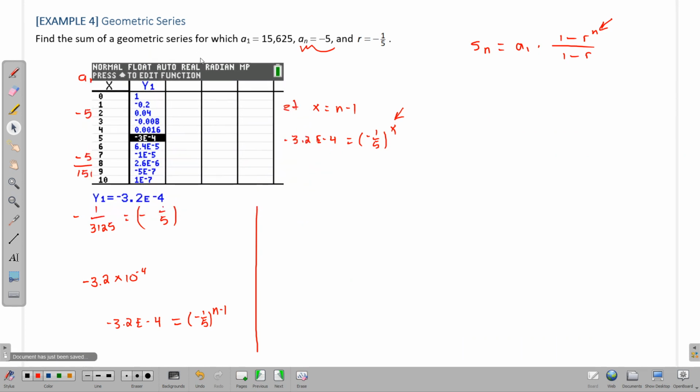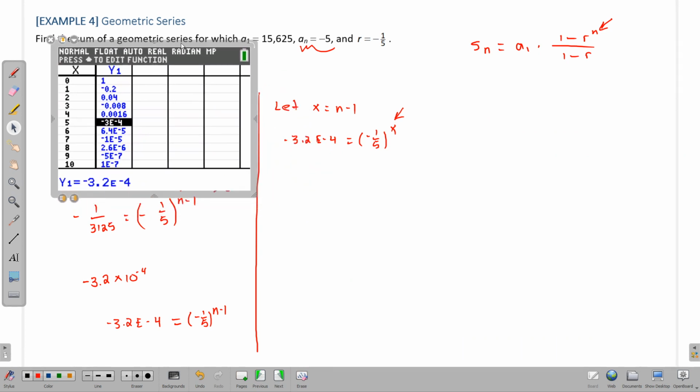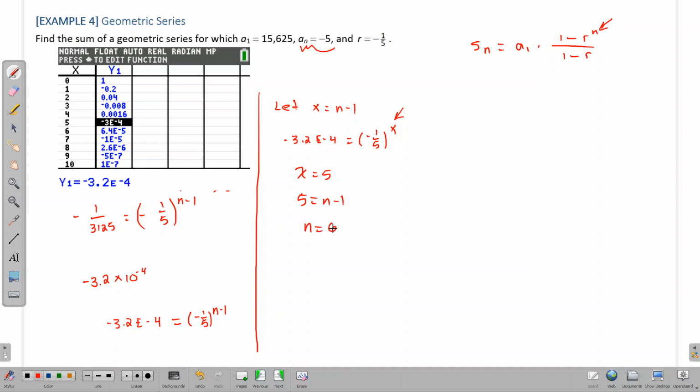So what this is saying is if the exponent is 5, and you plug 5 in right here, then the output will be this decimal. So x has to be 5. But I didn't want the x, I wanted n. So we can plug this back in here. That means 5 has to equal n minus 1, which means n is actually 6.